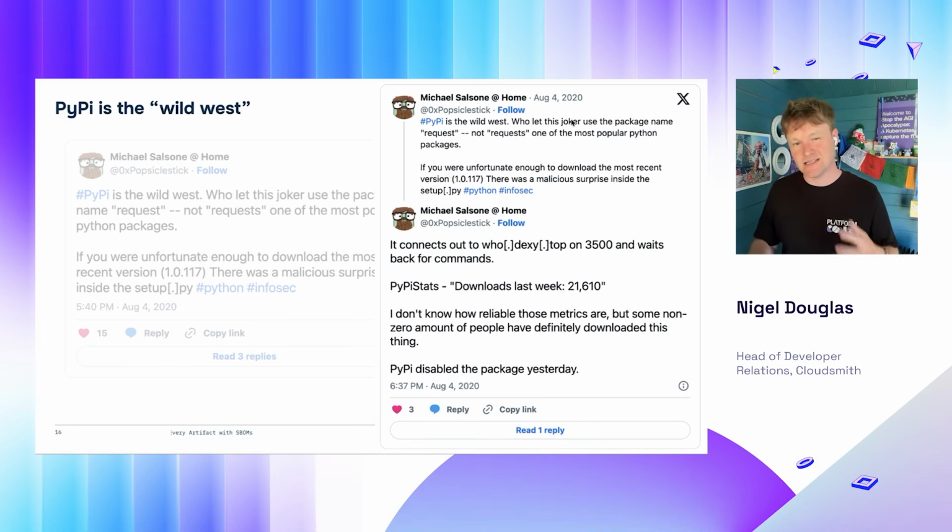So type squatting is a really easy way to attack. This is before we even talk about account compromises, where legitimate maintainers of open source are getting compromised anyway, and people are putting malicious code into those open source dependencies that we all rely on.